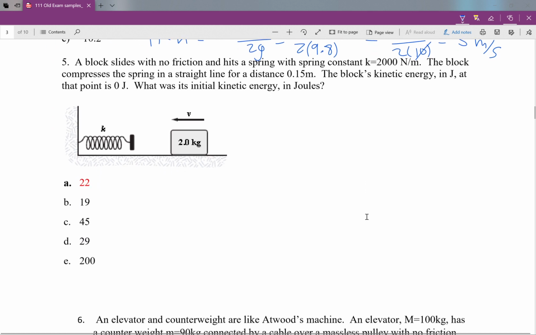Let's see. A block slides with no friction and hits a spring with spring constant k equals 200 newtons per meter.